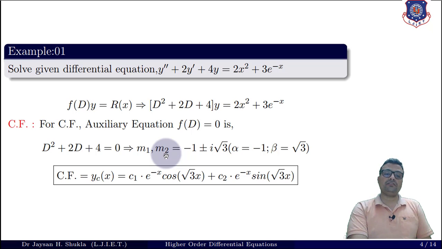Considering the auxiliary equation for the complementary function as f(D) equal to 0, my answer would be m1, m2 equal to minus 1 plus or minus i root 3, and this gives me that alpha is minus 1 and beta is root 3. Therefore I need to take the third case of complementary function, which was for complex non-repeated roots. So it is c1 e raised to alpha x cos beta x plus c2 e raised to alpha x sin beta x, with alpha minus 1 and beta root 3.